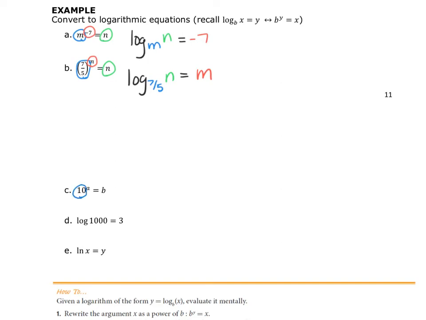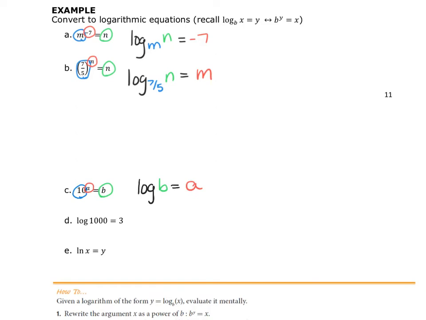This is my base, this is my exponent, this is my answer. So this is the common log, so it's just log of b is equal to a. And I can put 10 there, but I don't have to because it's the common log. Same thing for the next one.